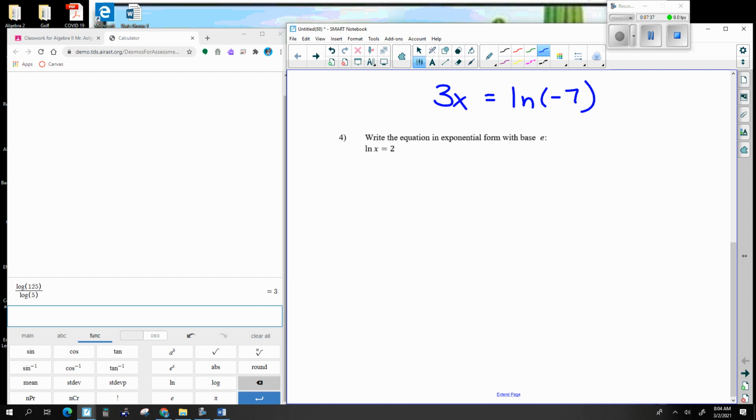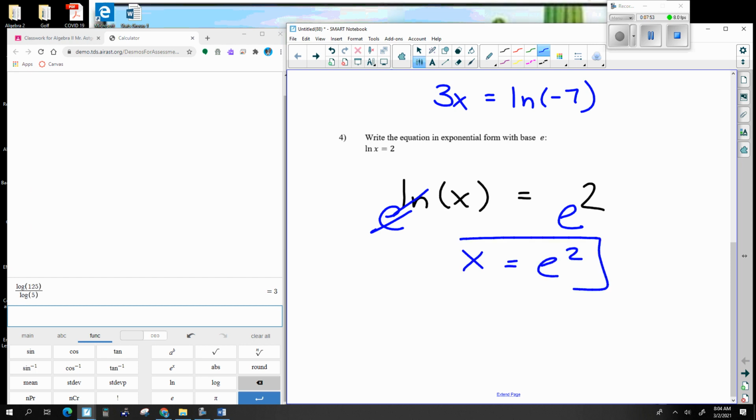Okay, write the equation in exponential form. So we have the ln of x is equal to 2. So to get rid of the ln, we need to write this in exponential. So we take both sides to the e power. So that makes x is equal to e to the 2. We can e to its power.